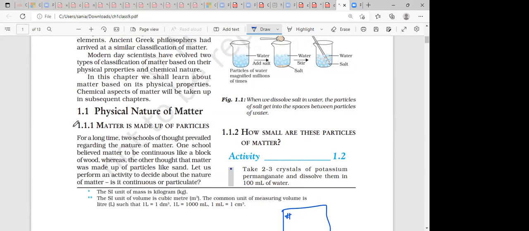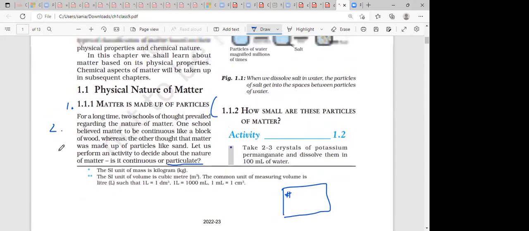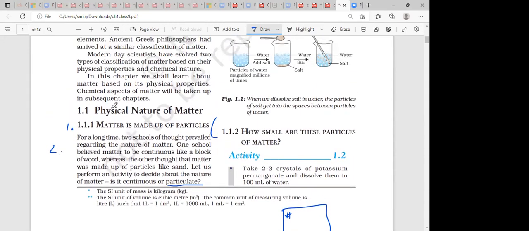Okay. And after that you'll write, first, matter is made up of particles, and in brackets you will write particulate nature. And second, you will write size of the particles is very small. Size of particles is very small.